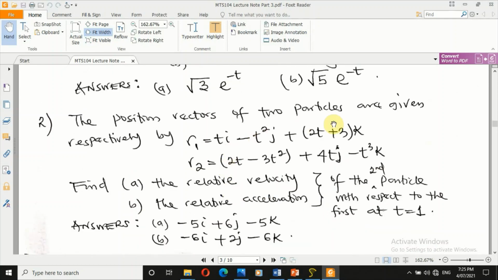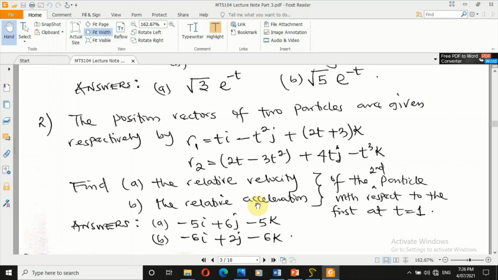The position vectors of two particles are given as this. Find the relative velocity of the second particle with respect to the first at t equals 1. I think you can do it. You differentiate this once, then you evaluate at t equals 1. Then you say the velocity of the second particle minus the velocity of the first particle, then you get the answer. I have the answer here.